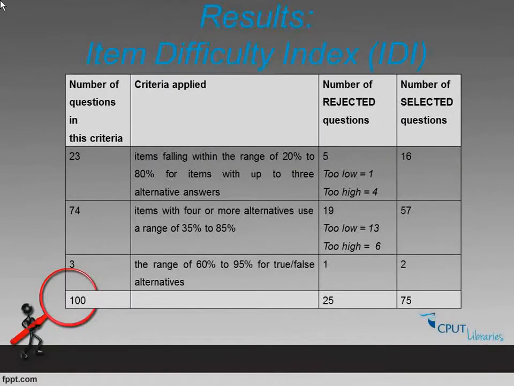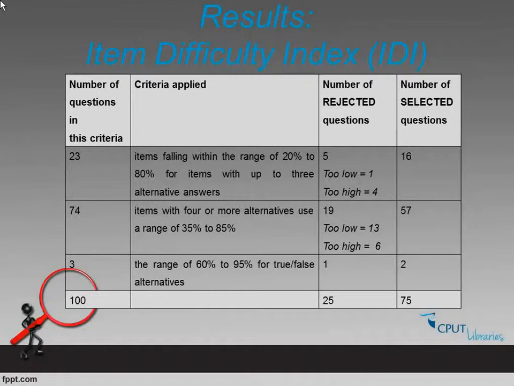So in our test, out of the 100 questions, those 3 in the middle are the different categories. We had 23 that fell into the category with 3 answers, 74 in the category of 4 or more answers, and 3 that were true or false. So out of this 100 questions, 25 questions were rejected based on that. It was the first time we did the item analysis, and 75 were accepted.